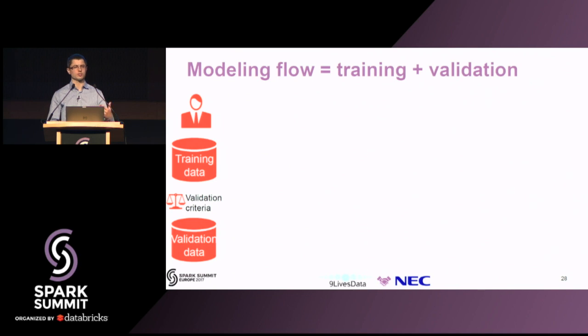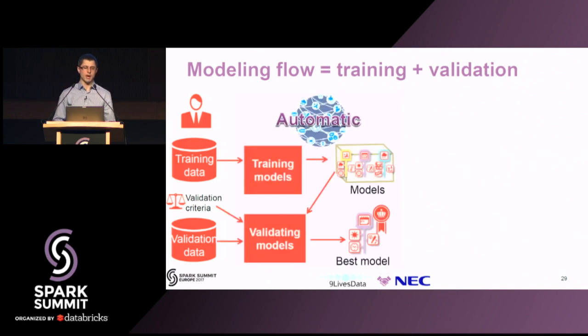So our user is required to give us data, training and validation data, together with validation criteria. And then basing on these data, we produce models. And basing on validation data and validation criteria, we validate those models. And we get validation scores and validation results, so that we can choose the best models, or we can sort the models from the best to the worst.